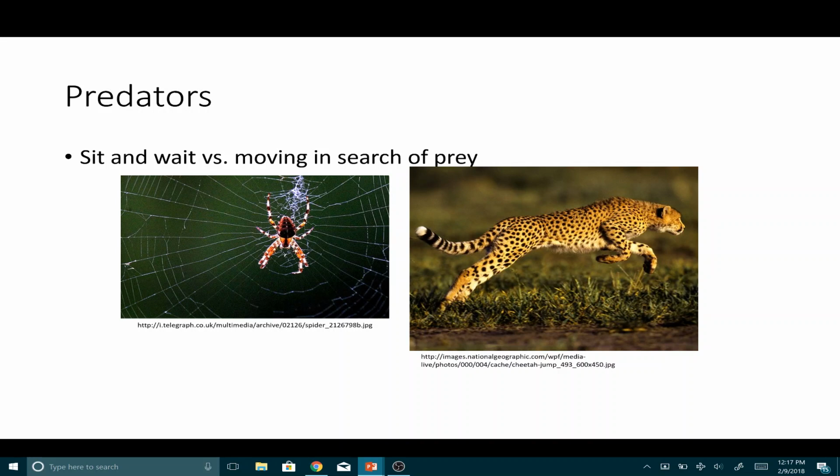Here I put an example of a cheetah on here because they use a lot of energy. They use fast bursts of energy to be able to capture their prey.